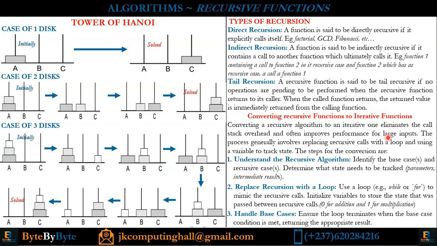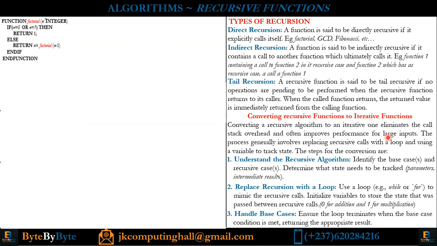The last step is to handle the base cases. We must ensure the loop terminates when the base case condition is met, returning the appropriate result. Okay, let us look at an example. So this is repetition algorithms part 2. The function factorial. I put this to be part 2 because from the translation you better understand how to write the iterative algorithm, because it is very easy to understand the recursive algorithm, and now if you can translate, then it will be easy for you to write the iterative version.